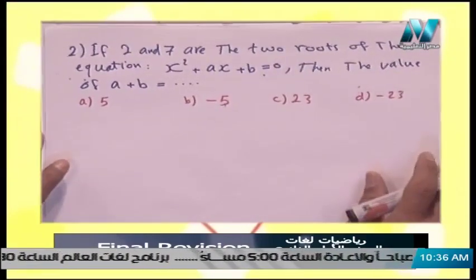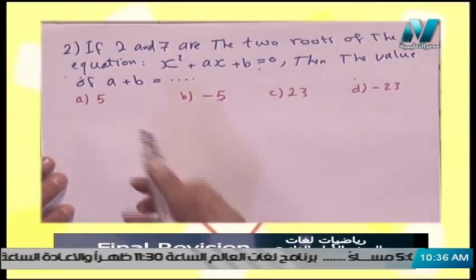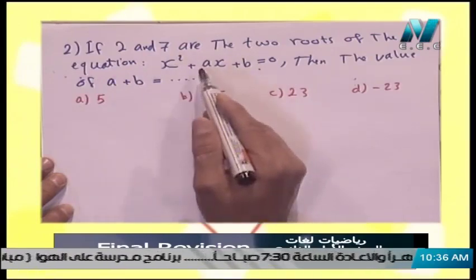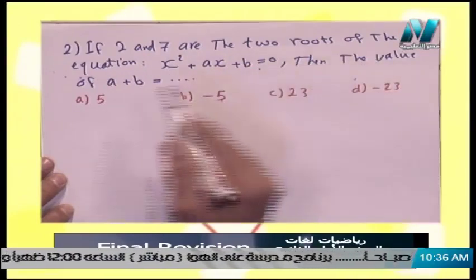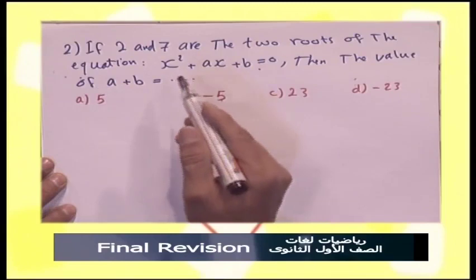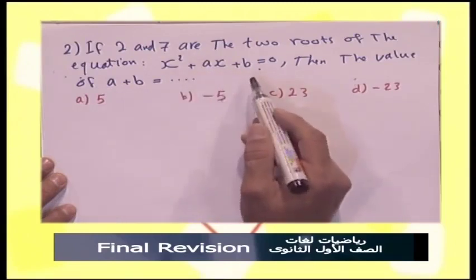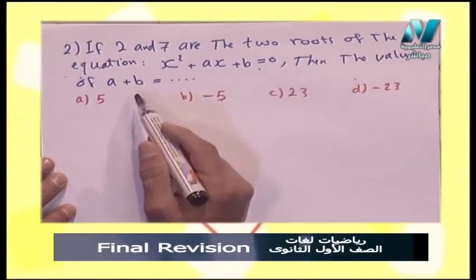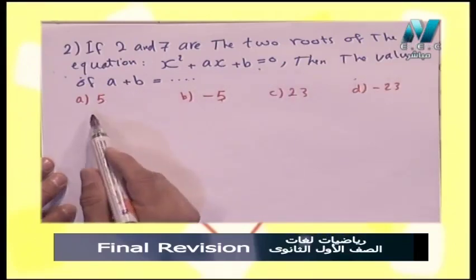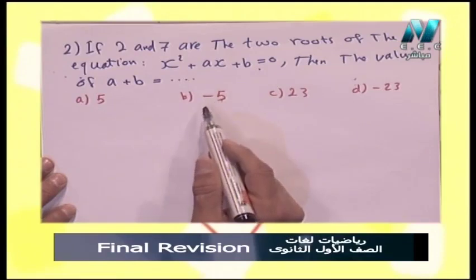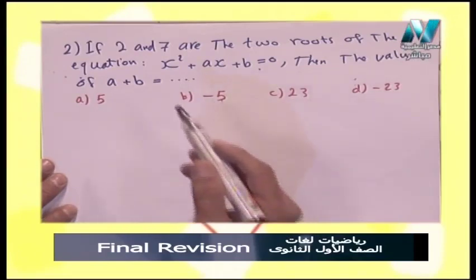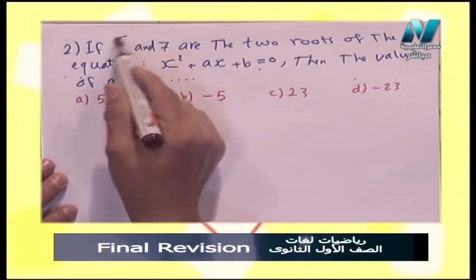The question number 2 says that 2 and 7 are the two roots of the equation x power 2 plus ax plus b equals 0. Then the value of a plus b equals what? Is it equal 5, negative 5, 23, or negative 23? We have to substitute first by 2.